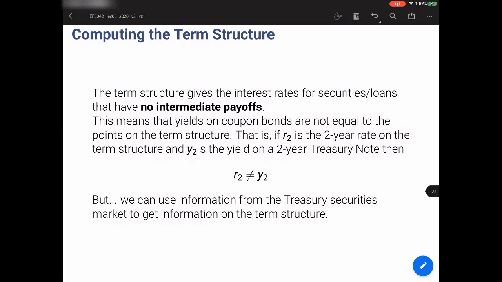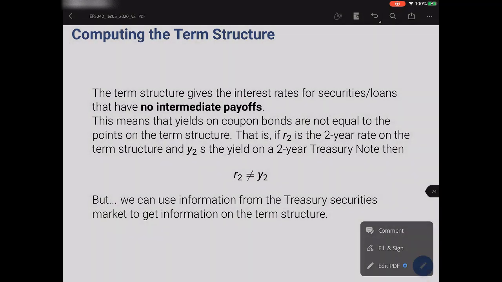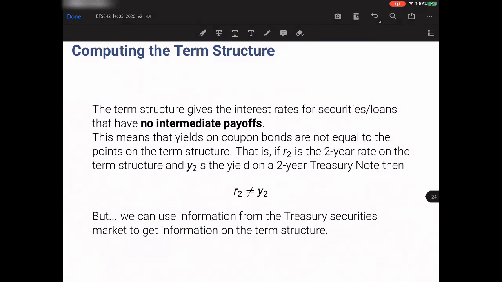Okay, so to reiterate, the yields on coupon bonds are not equal to the points on the term structure, right? Because for a zero coupon bond, the yield is computed for one variable, the final payment. But for coupon-bearing bonds, you have that same variable being the discount rate over several periods, and actually computing that number is quite complicated. All right, so just to emphasize, the zero coupon bond or term structure interest rate is not the same as the bond yield that pays coupons or intermediate payments. Okay.